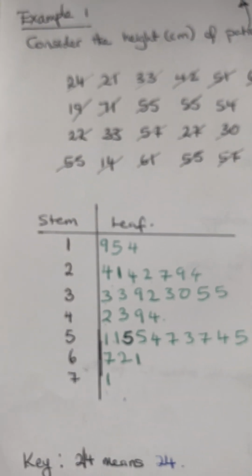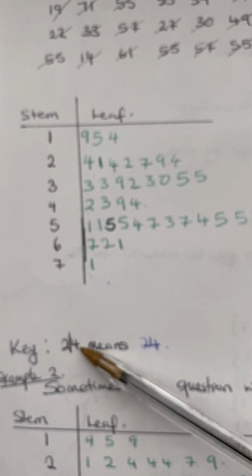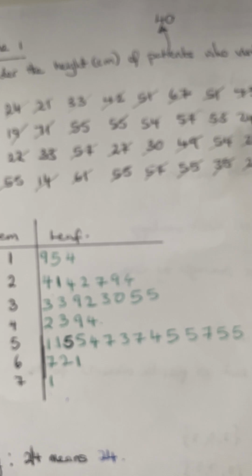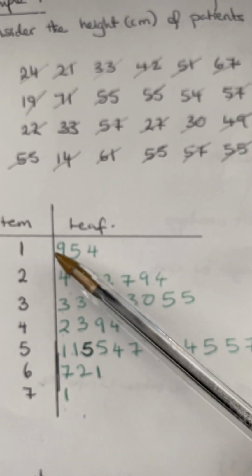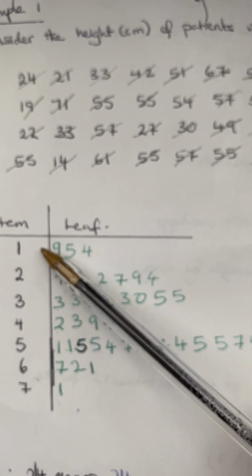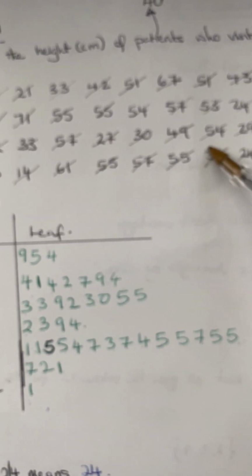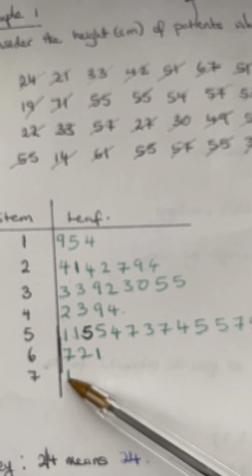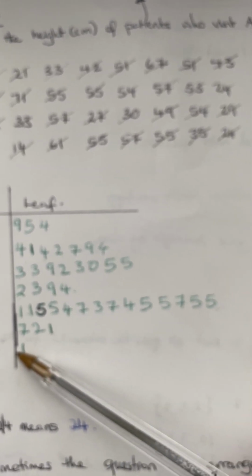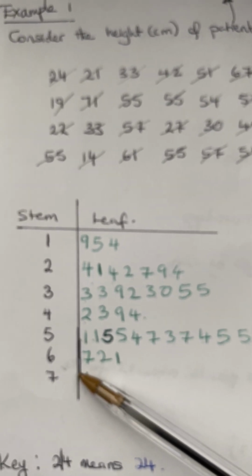Okay, so what I did here is my stem and leaf diagram. You need a key. So my key is 2/4. 2 is my stem and 4 is my leaf. So 2/4 means 24. Now, if I scan through the data, I realize I have numbers in tens, 14, and I have up to 71. These are people who visited the A&E.